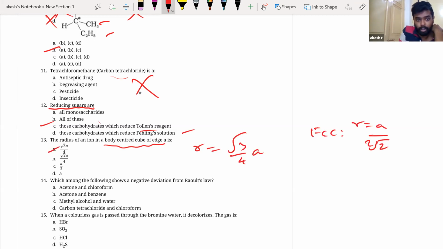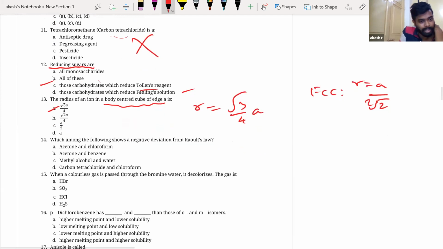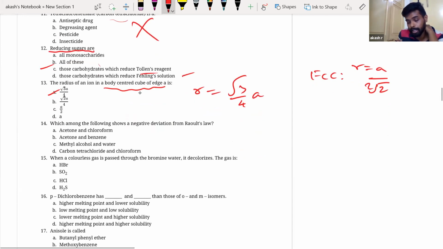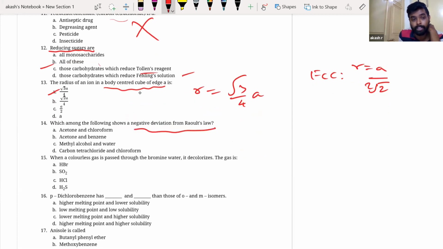Good. Which of the following shows a negative deviation from Raoult's law? Guys, you have to remember the examples: negative deviation, maximum boiling azeotropes, minimum boiling azeotropes. The examples are very, very important. At least one question like this you will get. What is the answer? Acetone and chloroform. Okay, everybody agrees with it. I don't have to remember because I'm not going to write the exam. You are going to write the exam.